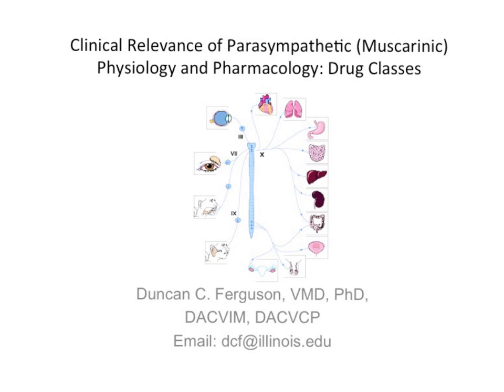In this unit, having learned already about parasympathetic autonomic nervous system function, we're going to talk about the muscarinic drug classes, both the agonists and the antagonists.